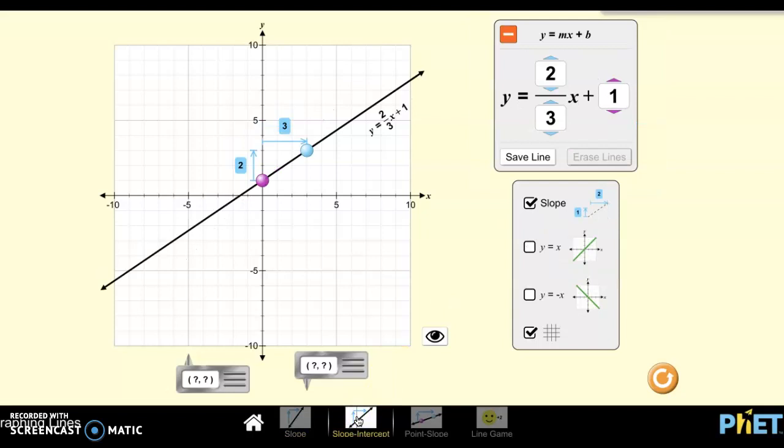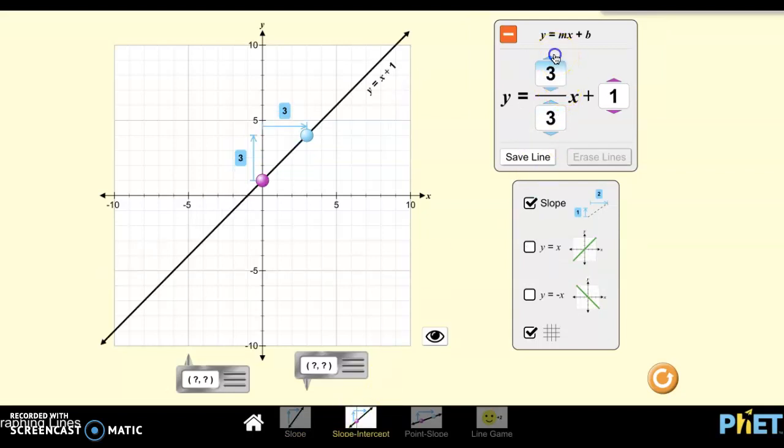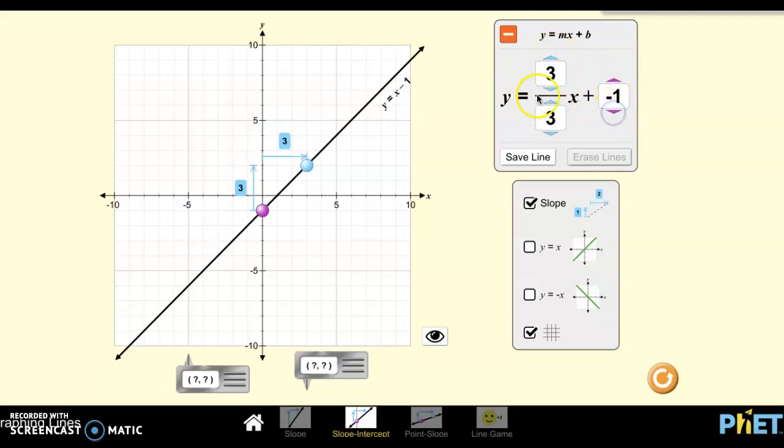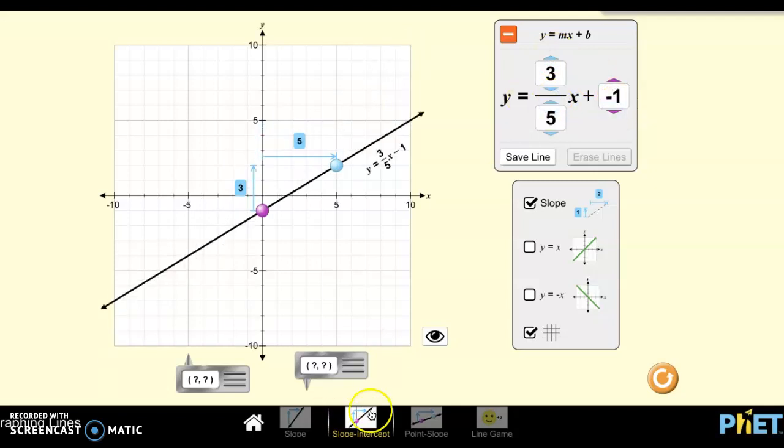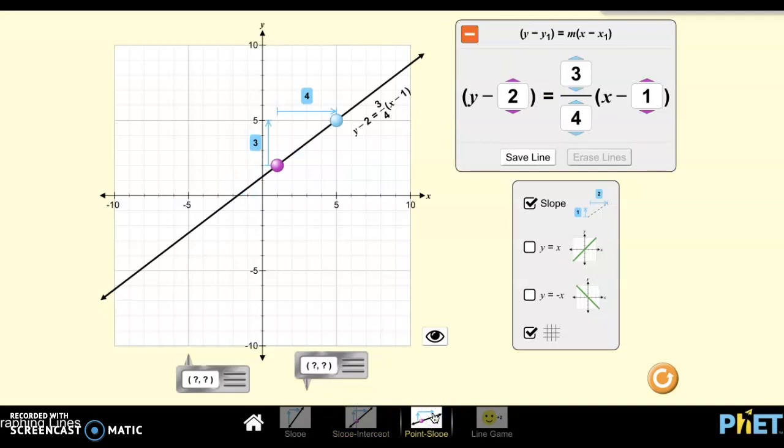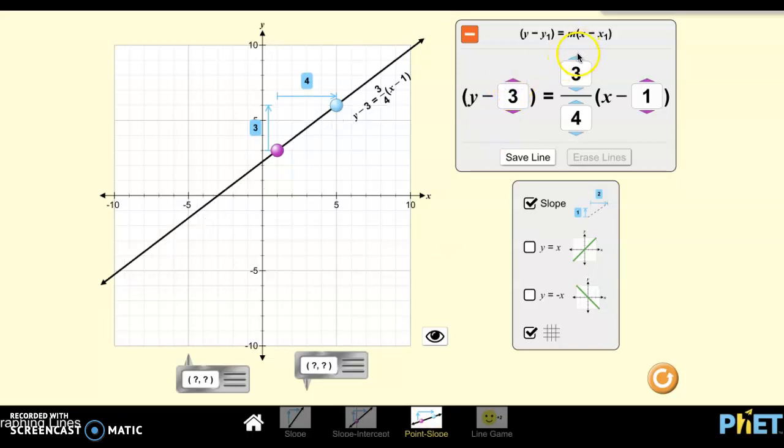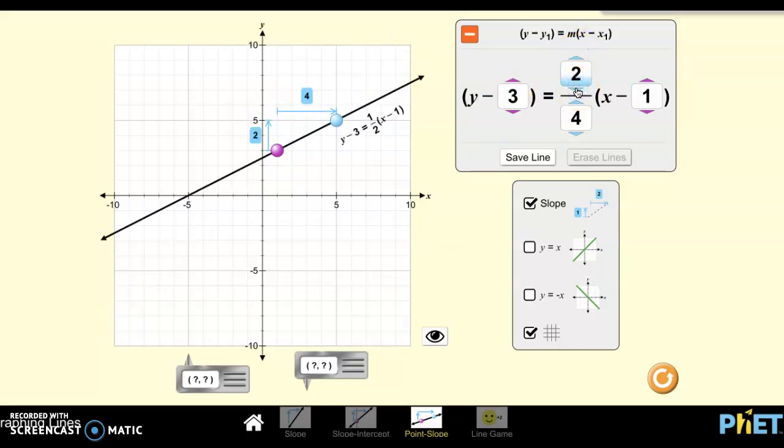Then the students will be required in this activity to answer questions about lines written in slope-intercept form, and again, they will be able to manipulate the values and describe the changes they see. They will also be learning about point-slope form. So in this portion of the activity, they will continue to make observations and conclusions, and then using this simulator, they will be required to write the linear equation in slope-intercept form as well.